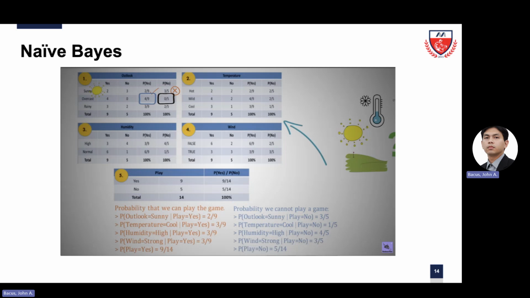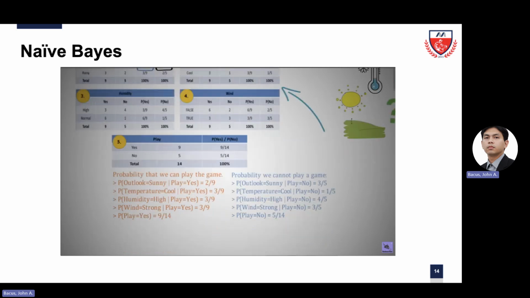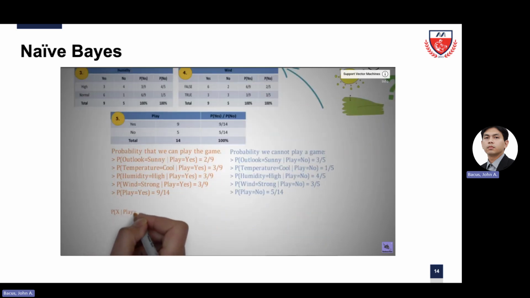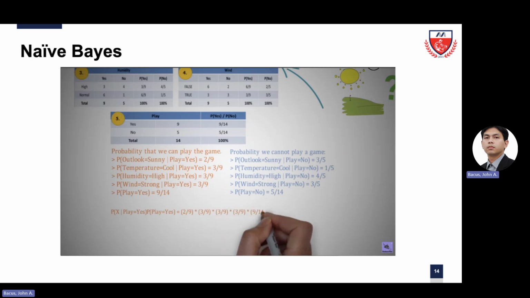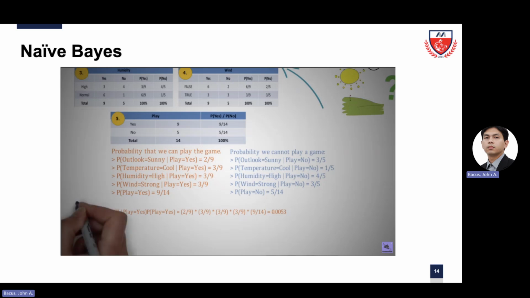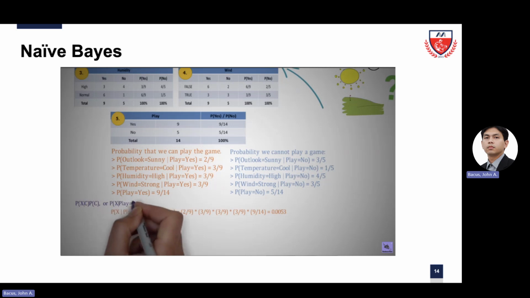Then using those results, you have to multiply the whole lot together. So you multiply all the probabilities for play equals yes, such as the probability of x given play equals yes, multiplied by the probability of play equals yes. So that is 2 over 9 times 3 over 9 times 3 over 9 times 3 over 9 times 9 over 14. And this gives us 0.053. This value represents the probability of x given a class times the probability of a class. Or in this case, the probability of x given play equals yes times the probability that play was a yes.